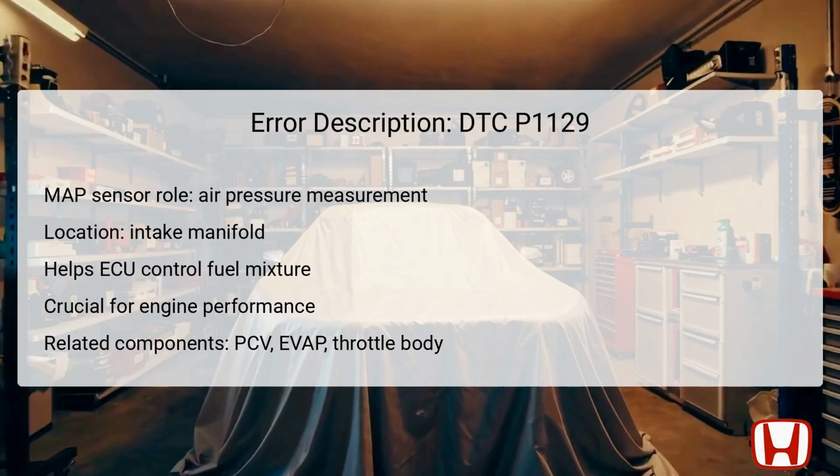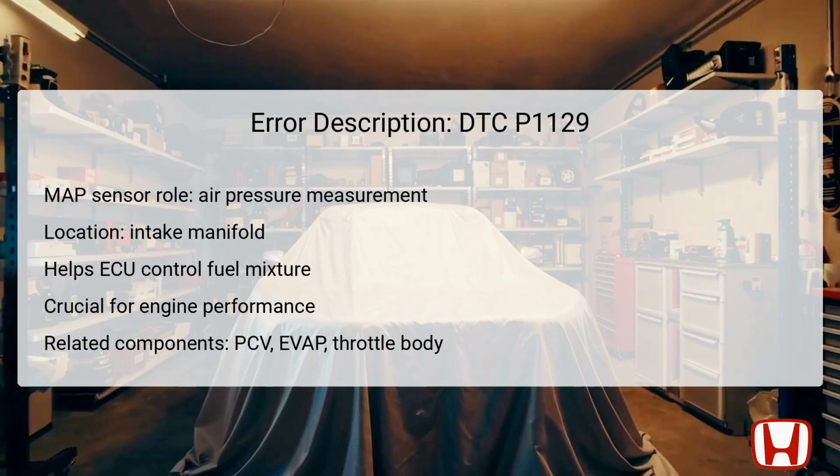The DTC P1129 refers specifically to the MAP sensor, an important component that measures the air pressure in the intake manifold of your Honda Civic. Its primary role is to send data to the engine control unit, ECU, allowing it to adjust the fuel-to-air mixture for optimal engine performance and efficiency. The MAP sensor is usually located directly on or near the intake manifold, where it can accurately gauge the air pressure. If the MAP sensor detects a level of pressure significantly higher than expected, indicated by this DTC, it can trigger the check engine light as a warning.